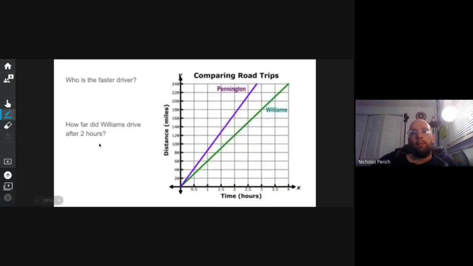Last one. Who is the faster driver? The steeper the slope, the faster things happen. So Pennington, you, my boy, are the faster driver.